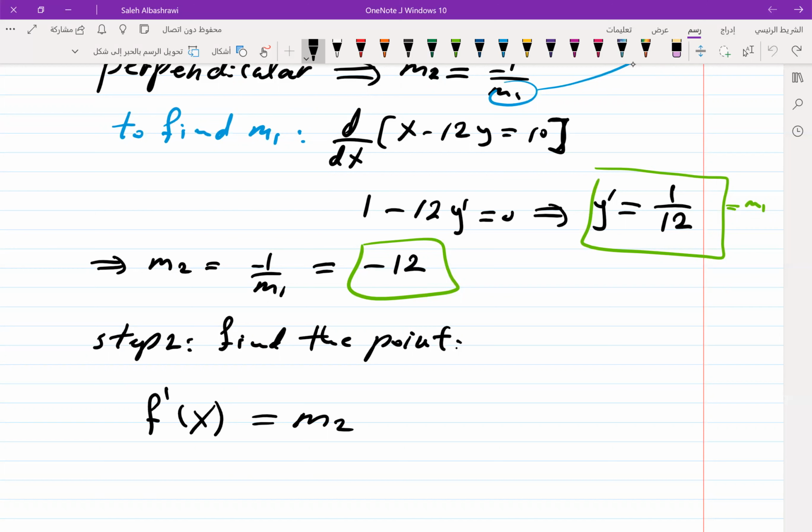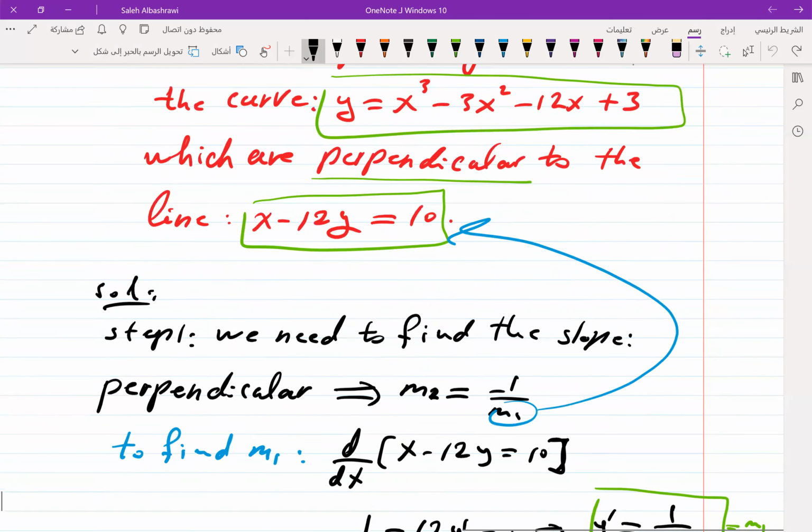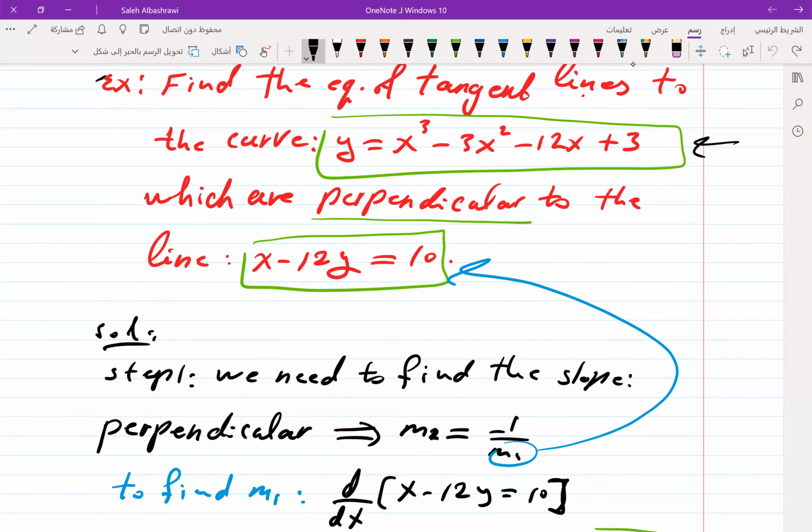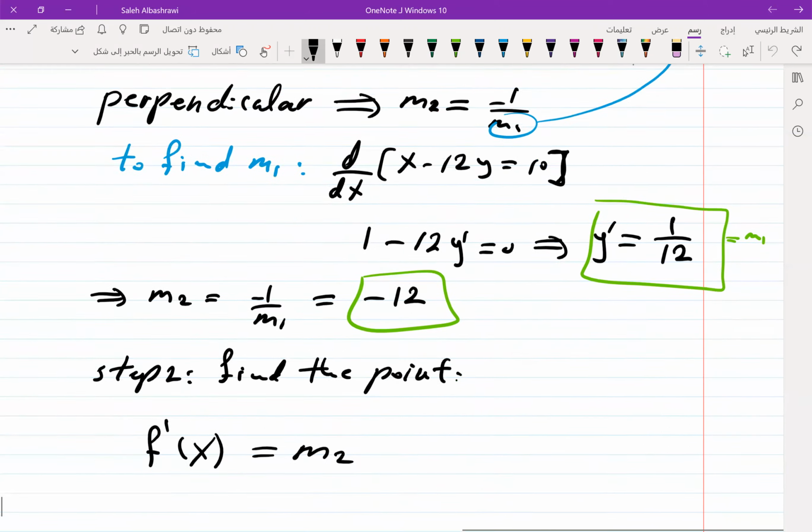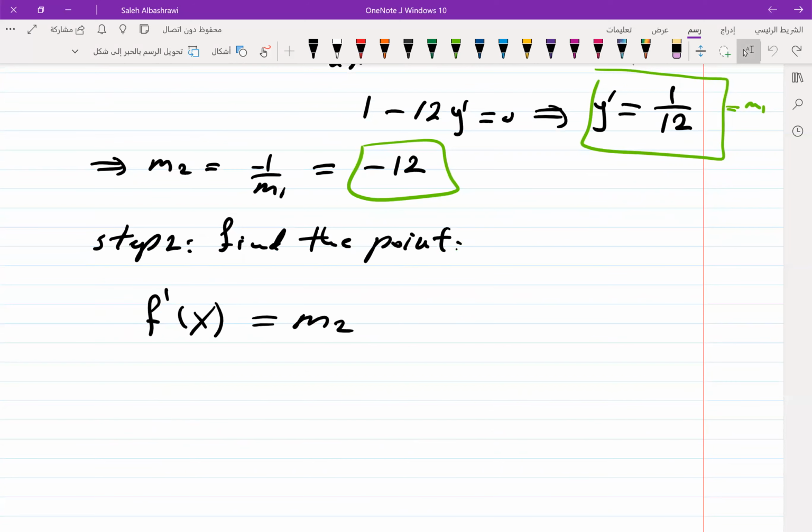Now f prime is equal to, we will differentiate this function, the curve. It is 3x squared minus 6x minus 12. So 3x squared minus 6x minus 12 equal to m2, that will be minus 12.